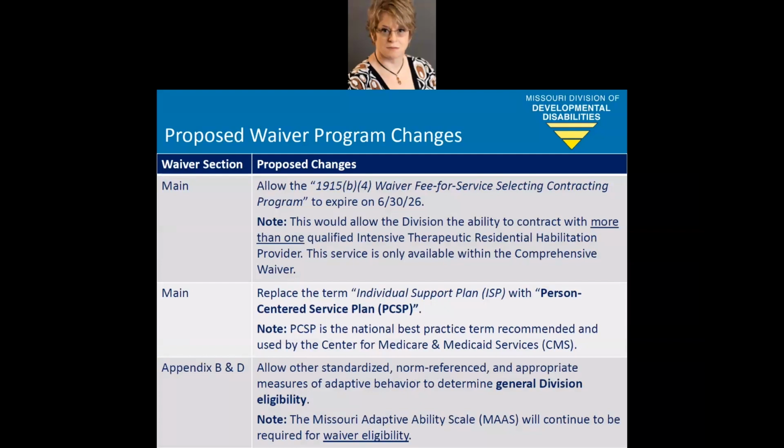We think it's important to explain that the division can currently only contract with one provider for intensive therapeutic residential habilitation, and that provider offers one location under the 1915 B4 Waiver Fee-for-Service Selecting Contract Program. The proposal to allow the 1915 B4 to expire means the division could contract with more than one qualified provider. This change would allow more individuals within the comprehensive waiver to receive this service, expand locations across Missouri, and offer individuals provider of choice and location.